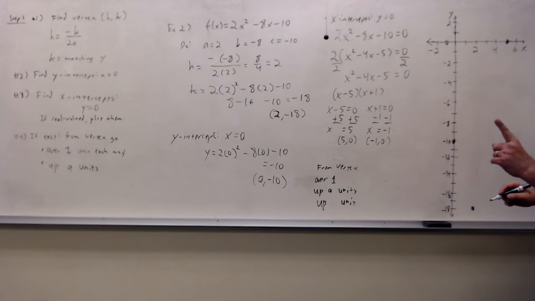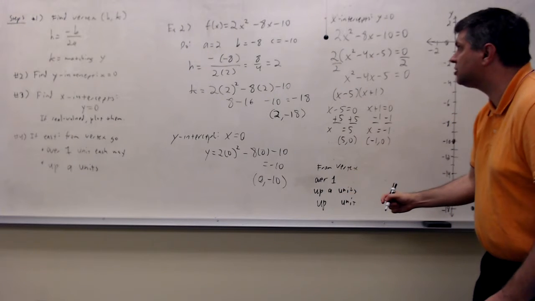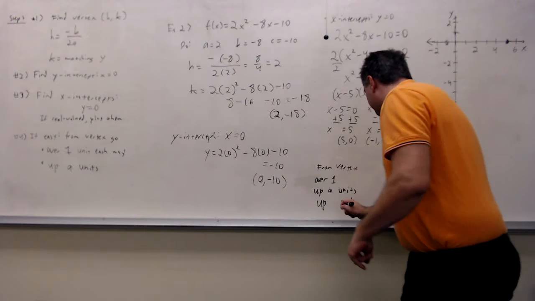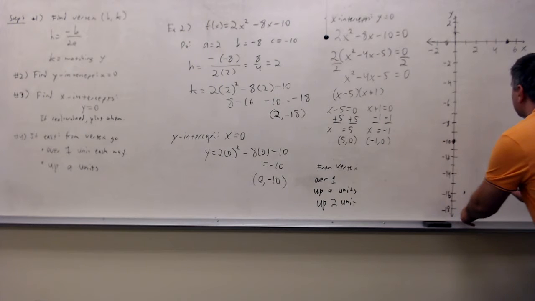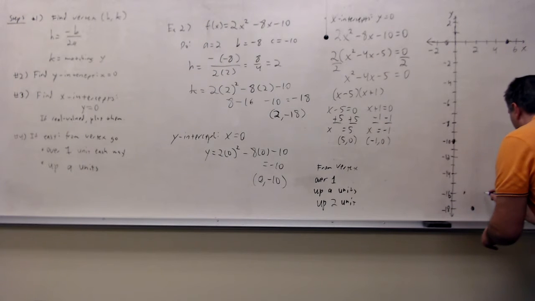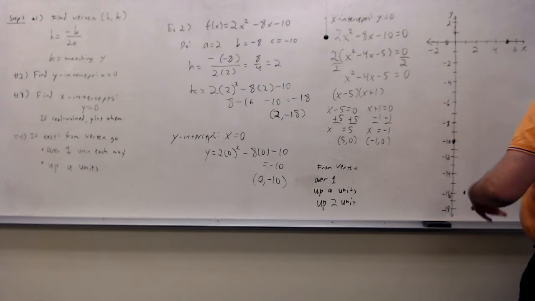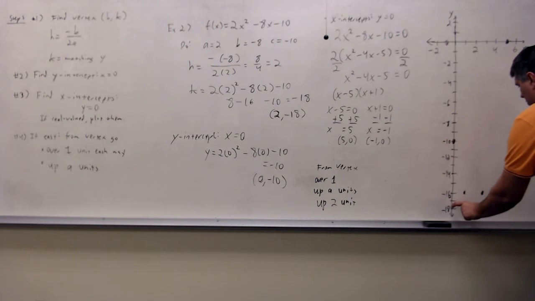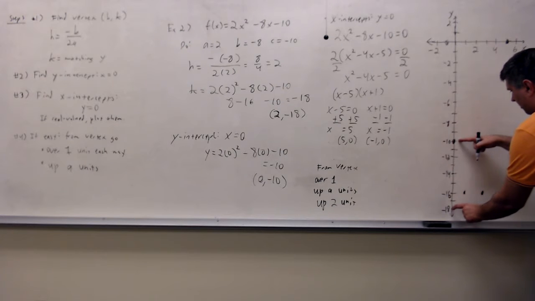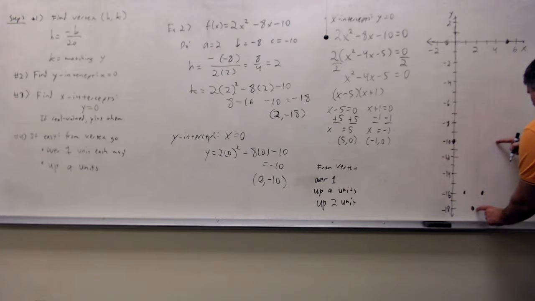Now, from the vertex, I'm also going to go over 1, up A units. Well, A is 2. So I'm going to go over 1 up 2 and over 1 up 2. Also, I'm going to use the principle of symmetry for the y-intercept. The y-intercept was 2 over from the vertex with a y-coordinate of -10. So I'm going to go 2 over and put another point with a y-coordinate of -10.